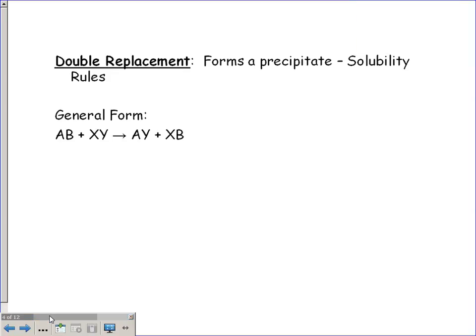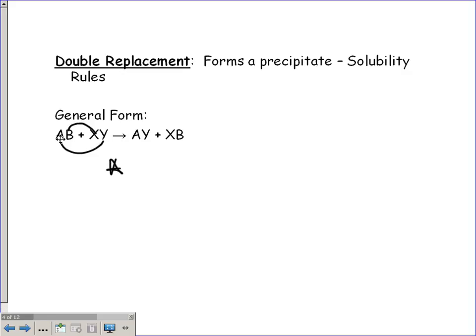Alright, so our fourth type of reaction is going to be double replacement. Double replacement reactions involve two compounds, AB plus XY. They're going to reorder themselves into AY and XB. So they basically flip-flop. A bonds with Y, B bonds with X.